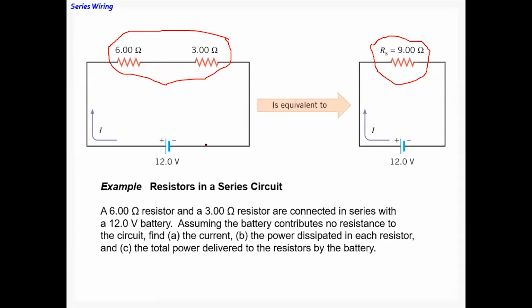Now, what is the current in this circuit? How do you find the current? What is the voltage here? V equals 12, right? Then what is the total resistance? Total resistance is 9. Then how do you find the current? Ohm's law, V equals IR.